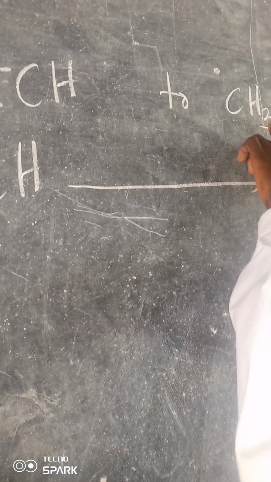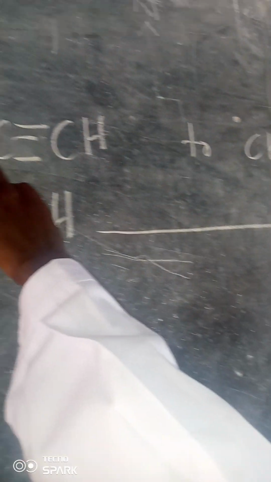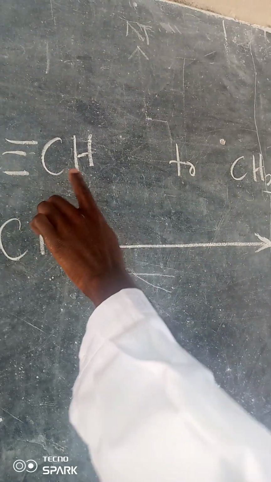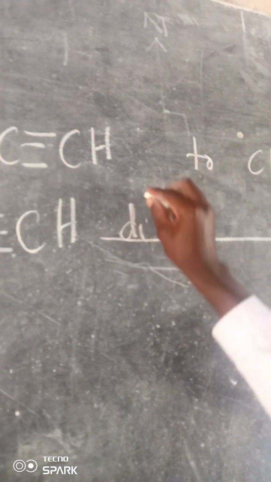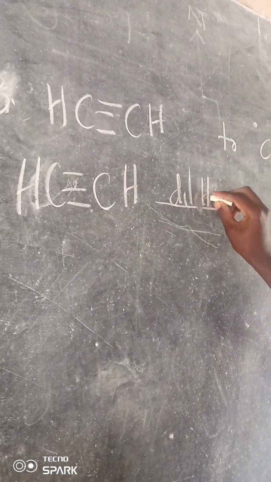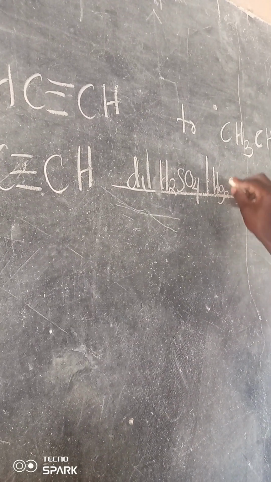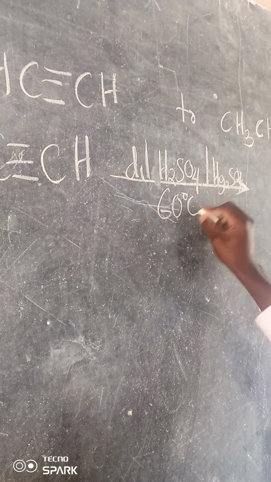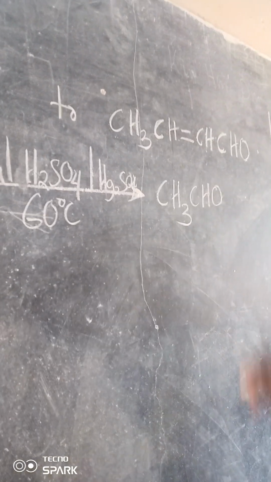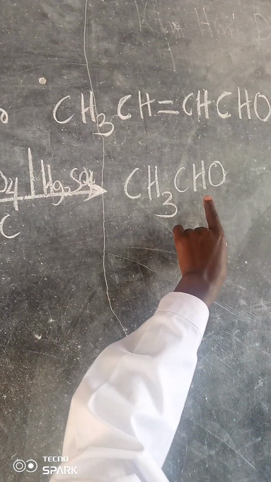Remember to know the chain. You must know the chain, this is 2 carbon atoms. First of all, it is 2 carbon atoms. I'm going to use dilute sulfuric acid in the presence of mercury(II) sulfate at 60 degrees Celsius. I'm going to convert it into ethanol.